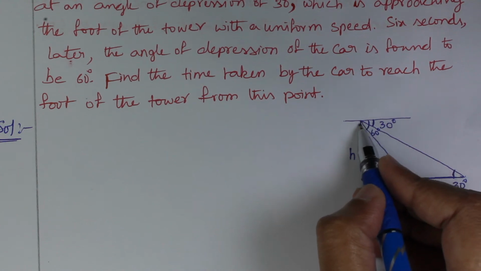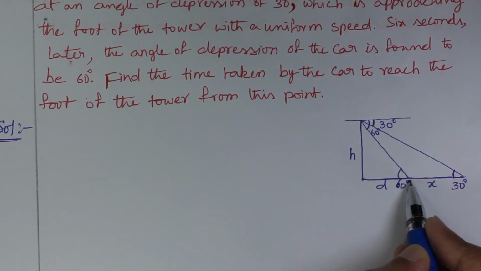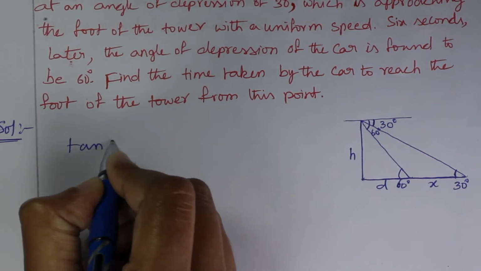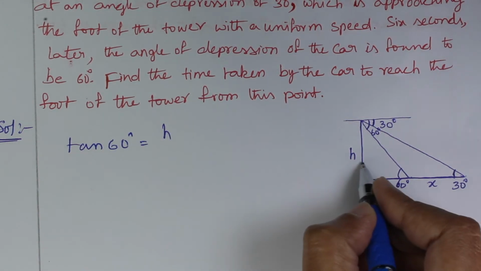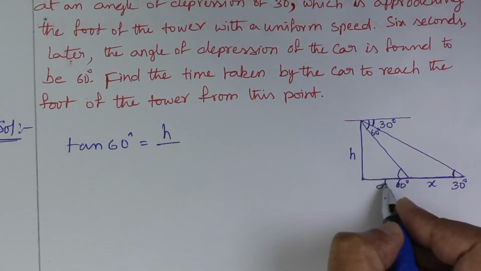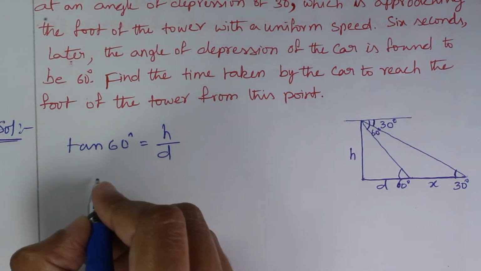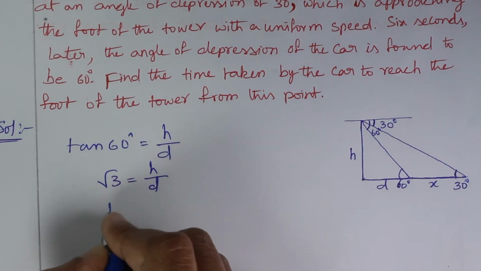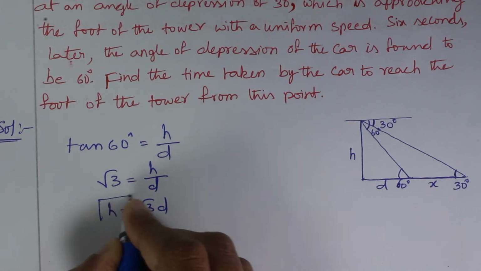First let's consider this triangle. Okay, this smaller right angle triangle. Tan 60 degrees is equal to opposite side h divided by adjacent side d, right? What is tan 60 degrees? Root 3. Root 3 is equal to h by d. h is equal to root 3 into d. This is one equation.